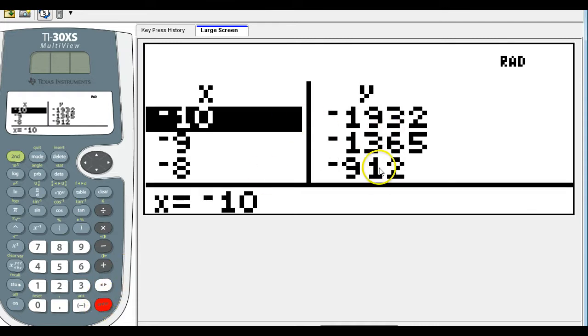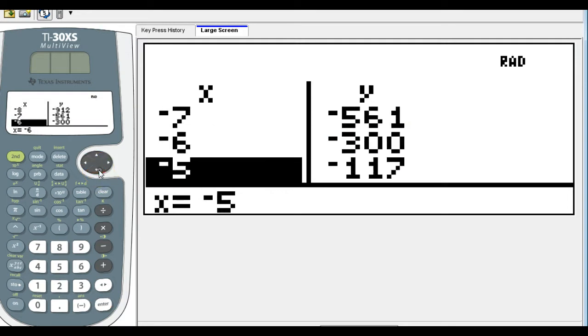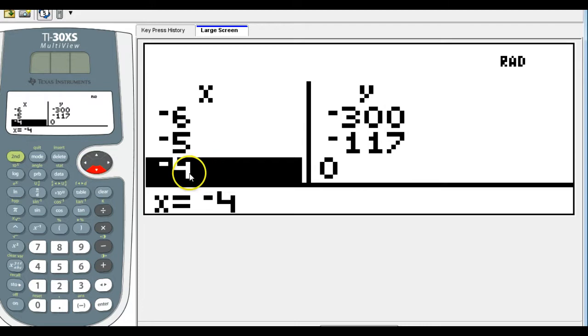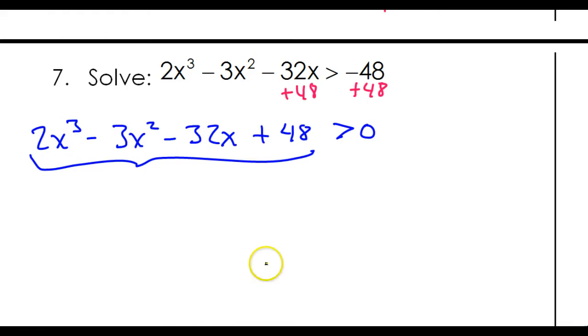What I'm looking for is a 0 on the y side, because that will be an x-intercept. So there's one right there, -4. Let's write that down. I'm just going to make a list of zeros. So we have one at -4. Now the degree is 3, which means there will be a maximum of 3 zeros.